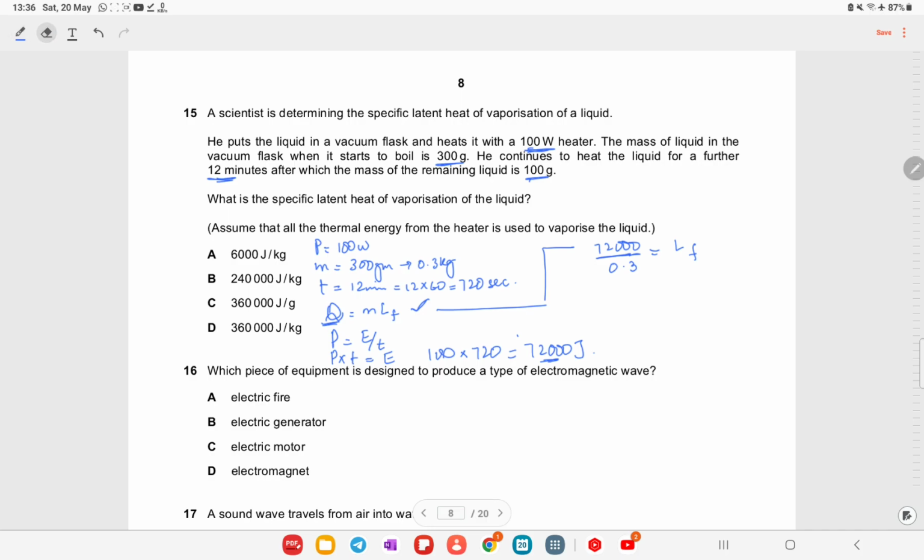Okay, for this I have made a mistake. So it's not going to be 0.3, it's going to be the remaining mass. So you see, there is 300 and this is 100. What is the difference between 300 and 100? That is going to be 300 minus 100. So the available mass is going to be 200 grams. So you need to divide it by 1000 to make it in kilograms. When you do the calculations, it's going to be 360,123 joules per kg. So now you see option D is your right answer for this question.